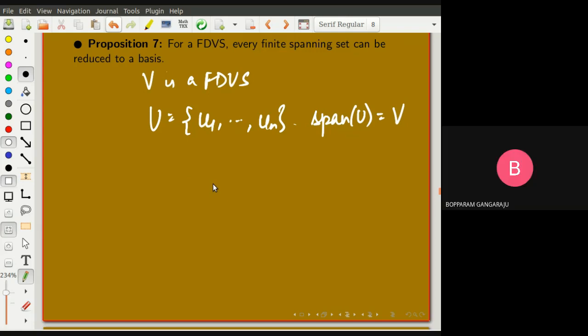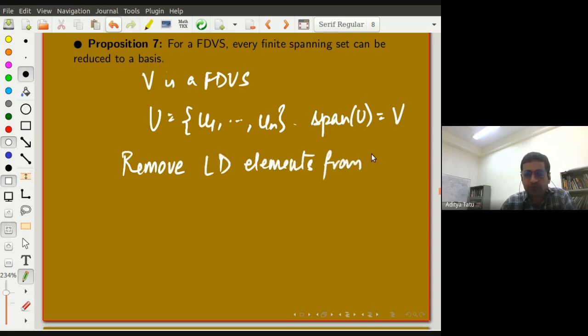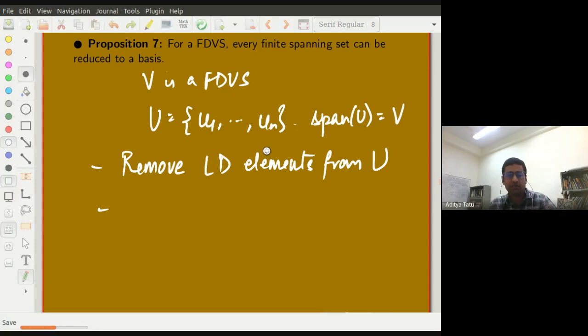Removing some vectors which are linearly dependent, right? Okay, so I think you can write this yourselves. The basic idea is to remove linearly dependent elements from U. Since you are removing only linearly dependent elements, the span of the remaining elements is going to be the same, which is V. So the spanning property is maintained. All you are doing is trying to obtain a linearly independent set. So that, I hope, is evident.